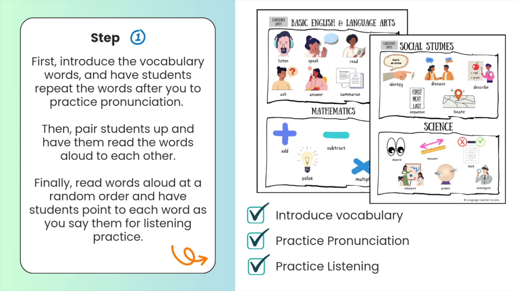Then you can have students pair up and practice saying the words to each other. You can also show the video that I will publish later on in this channel. Another way to practice is to point at random pictures and have students say those words.